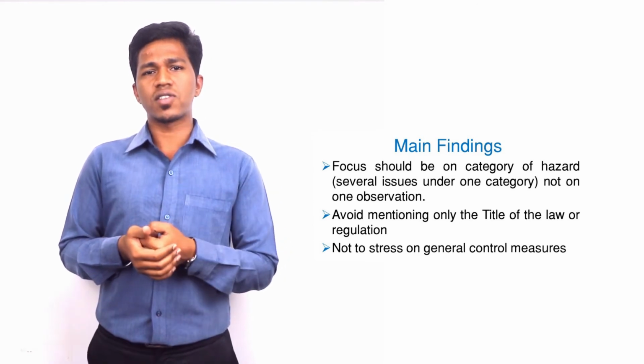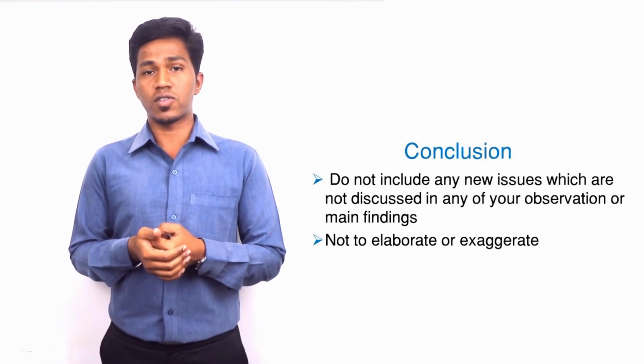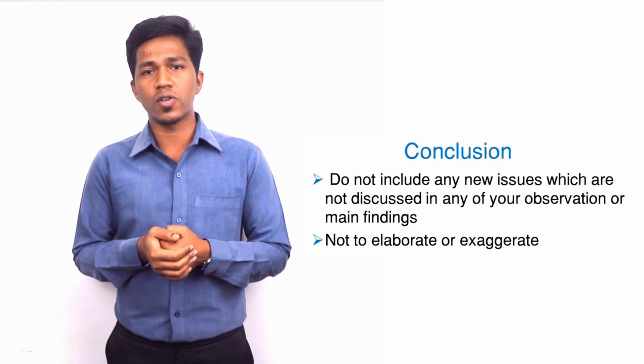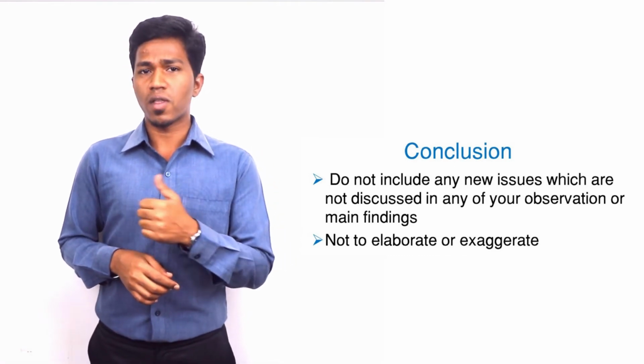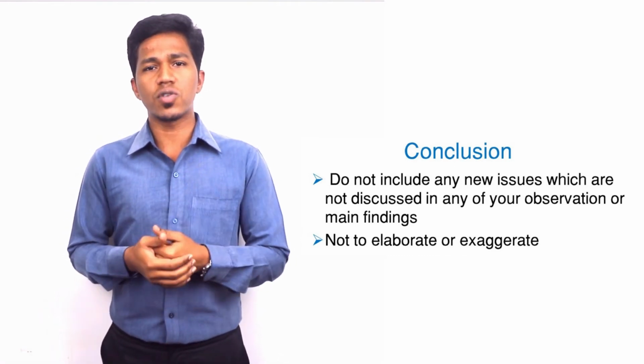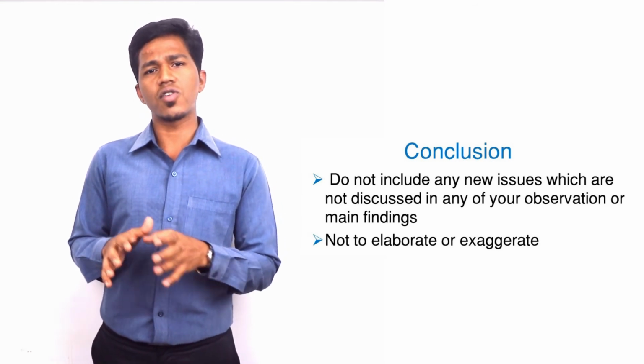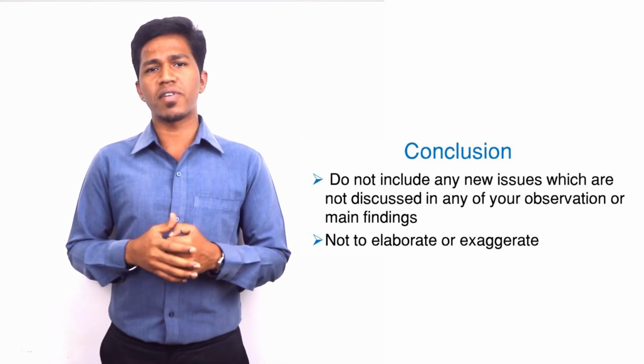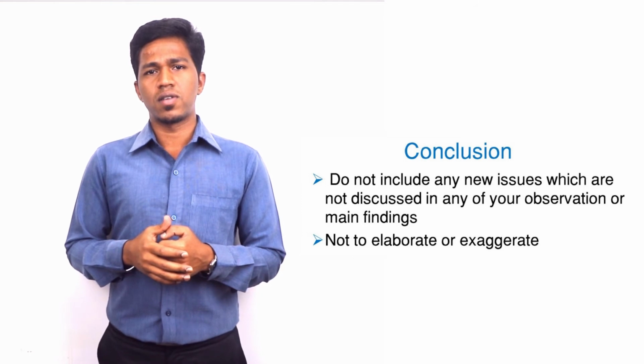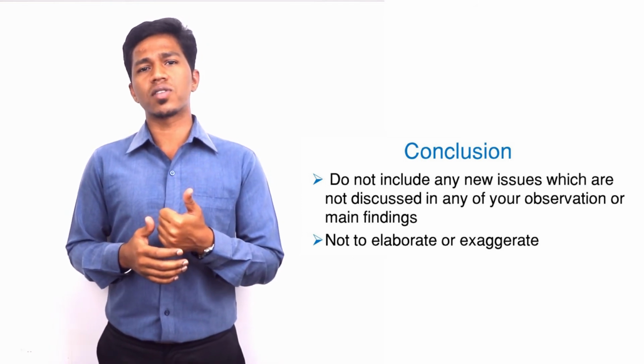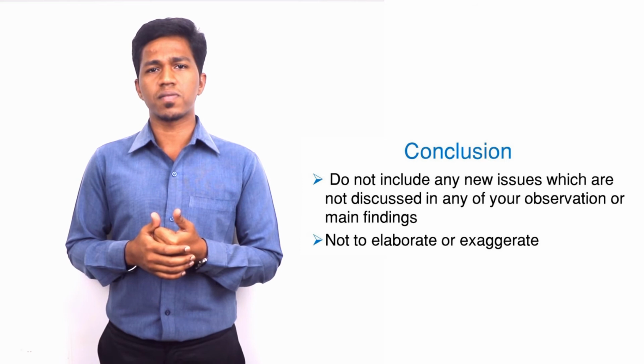Your next section is the conclusion. Things that you're not supposed to do when you prepare conclusions: do not include any new issues which were not discussed in your observations or in your main findings. Do not elaborate your explanation under this particular section.